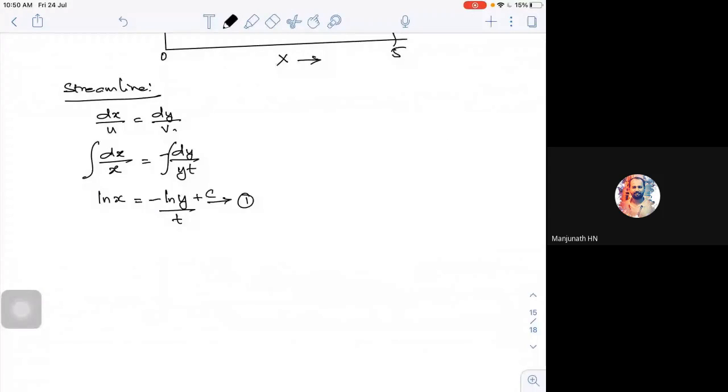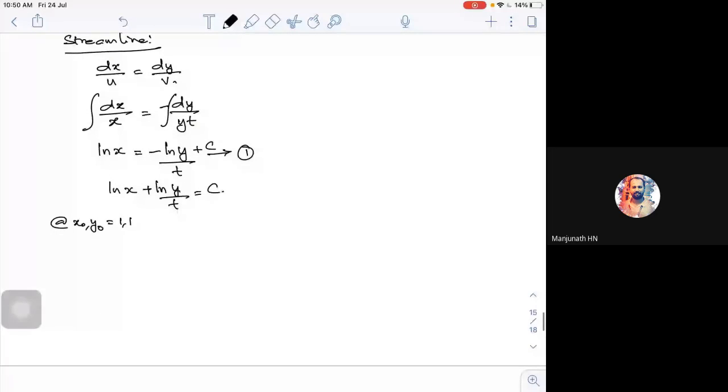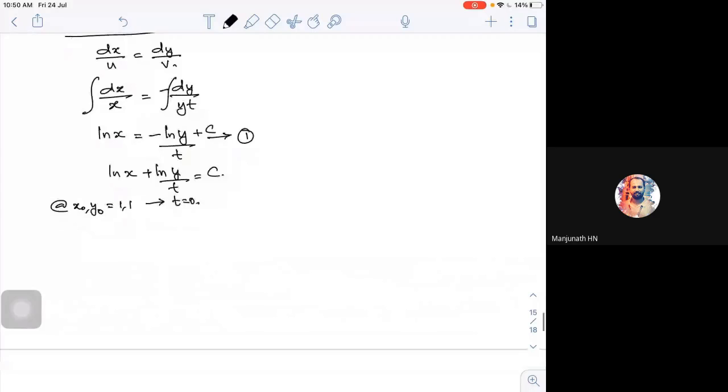So the equation will be ln x plus ln y by t is equal to constant. Now, I need to find this constant. So let's put the boundary condition at x0, y0 is equal to 1, 1, that is at t is equal to 0. So put t is equal to 0. At t is equal to 0, you have this particular condition. I'm going to end up with an equation that will be something like this.